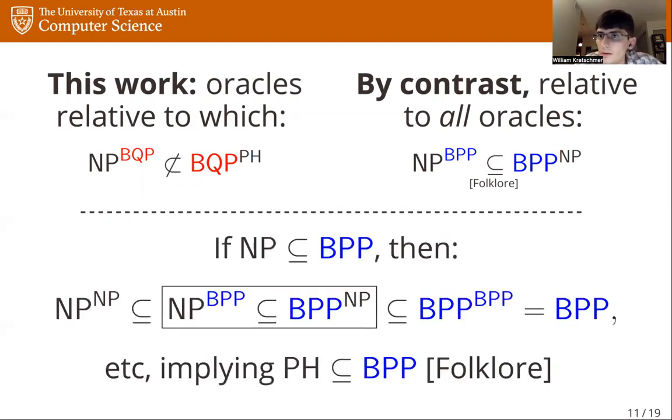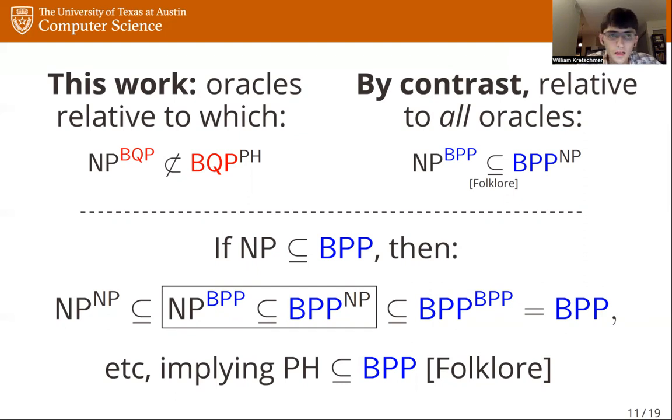Well, there's this folklore result in classical complexity theory, which is sometimes given as a homework exercise in undergraduate complexity classes. And it says that if NP is contained in BPP, then in fact all of PH is contained in BPP via what is essentially a cute one-line proof, where I've written it out, and the key step in this proof amounts to showing this highlighted containment that NP^BPP is contained in BPP^NP.